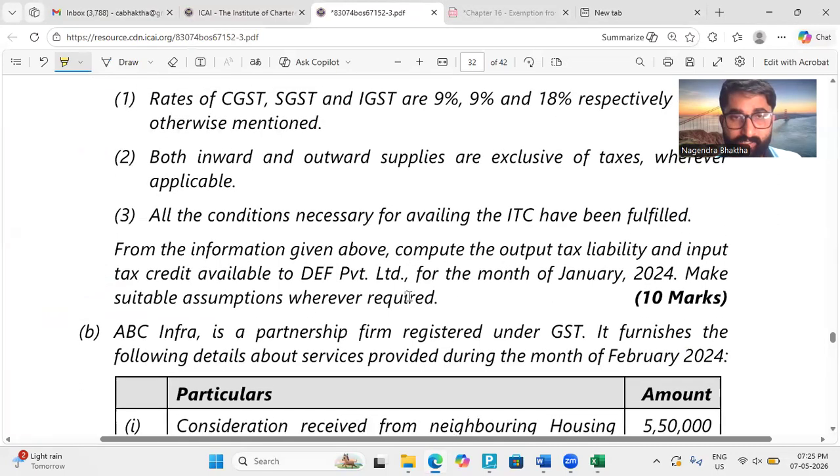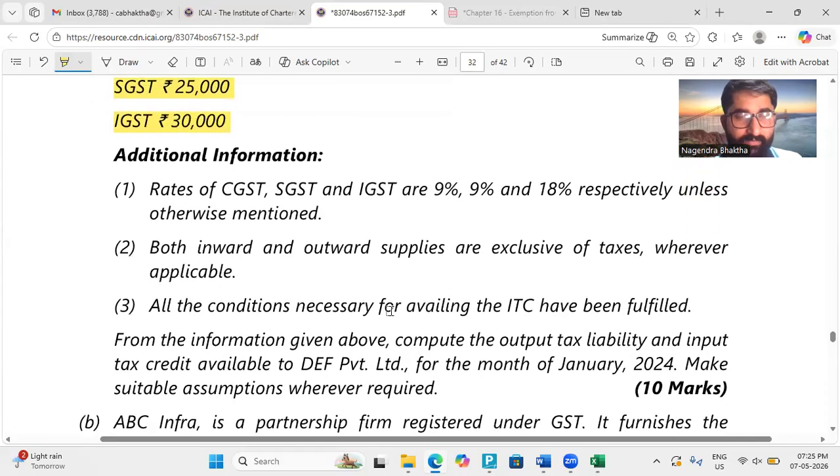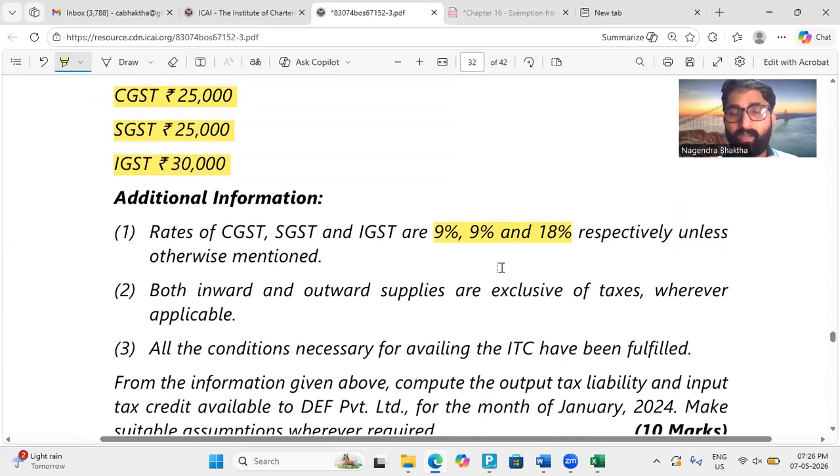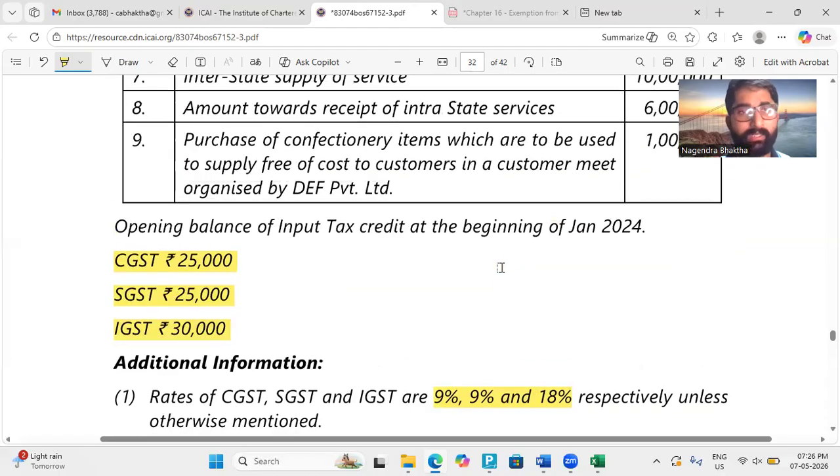So you have to calculate the ITC and OTL of DEF Private Limited for the month of January 2024. Make suitable assumptions wherever required. And read the additional information, please. Rate of CGST, SGST is 9%, and IGST will be 18%. Don't miss this point, respectively, unless otherwise mentioned. Both inward and outward supplies are exclusive of taxes wherever applicable. All the conditions necessary for availing the ITC have been fulfilled. So very simple additional information has been provided in the September 2024 examination.